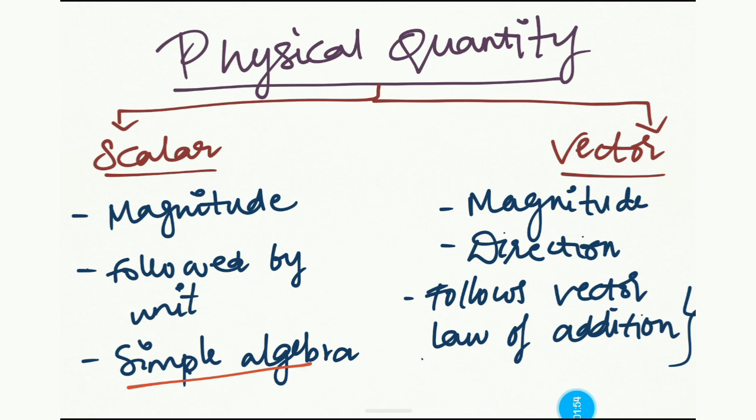As I told, in scalars you will have only magnitude, but in vectors you will have both magnitude and direction. Scalar quantities are followed by a unit and they follow simple algebra, and vectors follow the vector law of addition. So this is the summarized part.